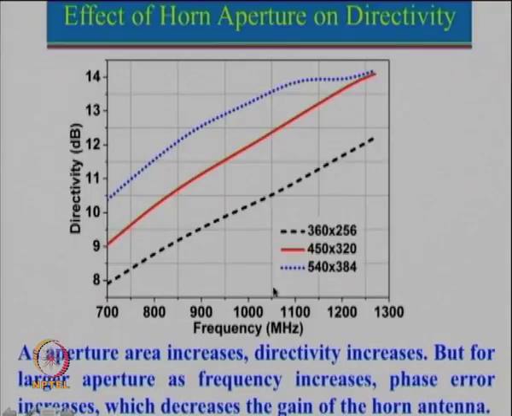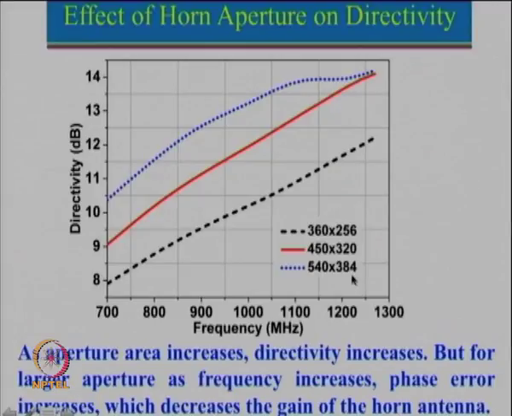But when we increase the aperture further, yes, in the beginning it is increasing, but towards this point, the directivity is actually the same for these two apertures. And if the directivity is the same for these two apertures, then why take a larger size? What is the reason? The reason is that our length was fixed, and if the length is fixed and we keep on increasing the aperture area, then the phase error starts increasing.